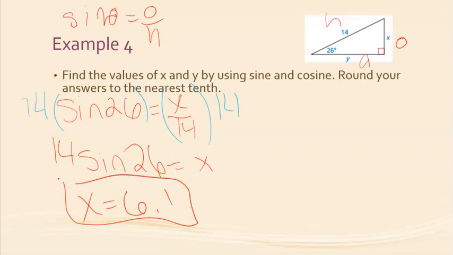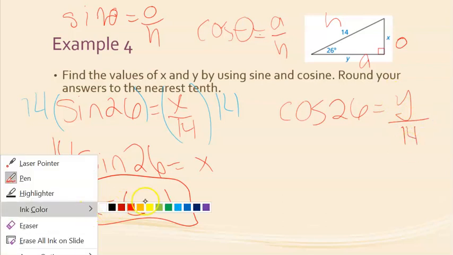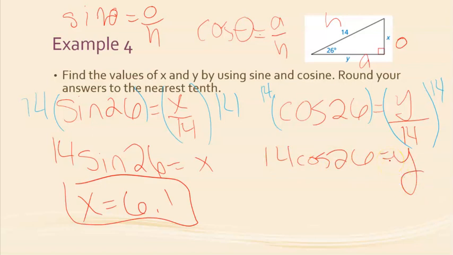Okay. Then I need to also find y. So that's going to be cosine. And cosine was adjacent over hypotenuse. So what was my adjacent side? Y. And my hypotenuse? 14. So how do I get y alone? Multiply by 14. Okay. So then I have 14 cosine 26 equals y. 12.6. You type it in the calculator?